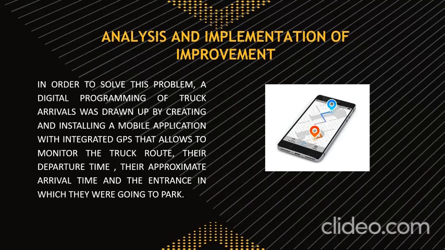In order to solve this problem, a digital programming of truck arrivals was drawn up by creating and installing a mobile application with integrated GPS that allows monitoring the truck route, their departure time, their approximate arrival time, and the place in which they were going to park. This allows us to create an efficient alternative to carry out optimal control and planning of routes and times.